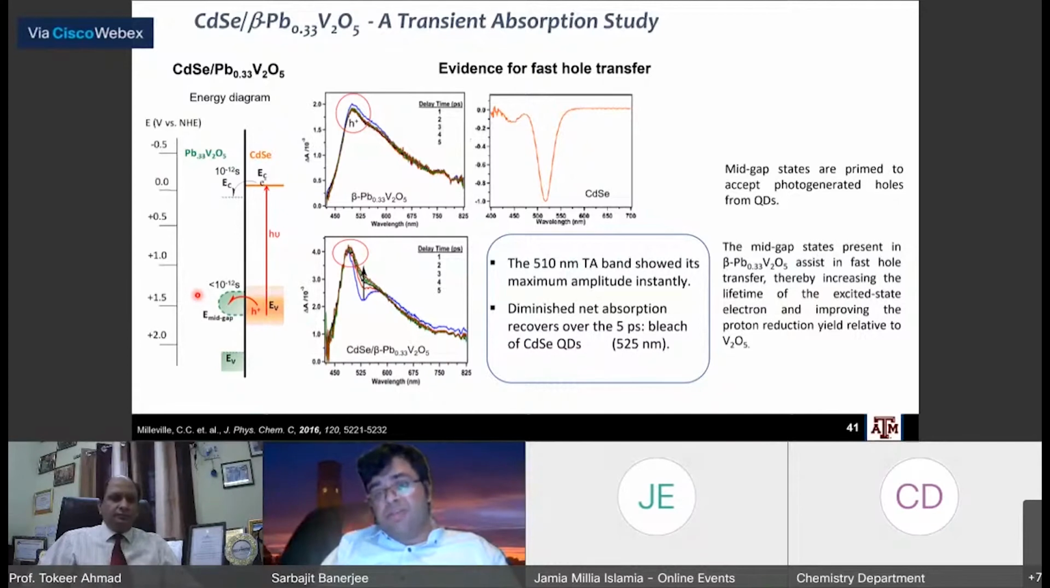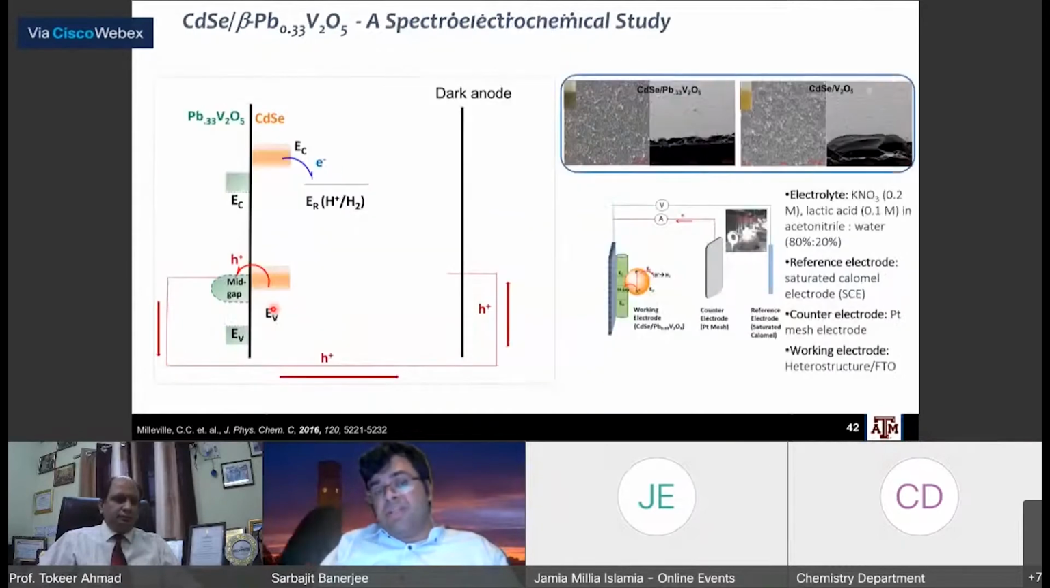This is really good news, because by quickly getting the hole to transfer, we can prevent photocorrosion of the quantum dots, and we can use these light absorbers. For about 2 decades, this had been a challenge. We can finally use these quantum dots in photocatalysis. So this is the idea: we take the hole to the dark anode, and then do reduction here.